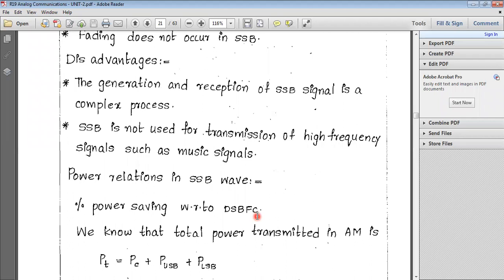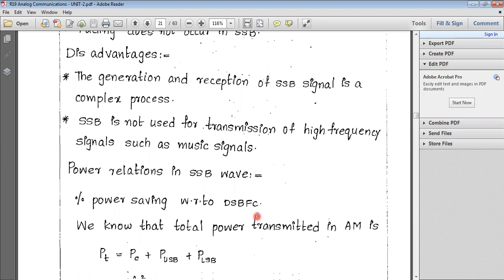Next, what is the other drawback? The other drawback is that it is not perfectly suited for transmission of high frequency signals. The SSB technique is not perfectly suited for transmission of high frequency signals like music signals. It is suited for low frequency signals. So this is one drawback.